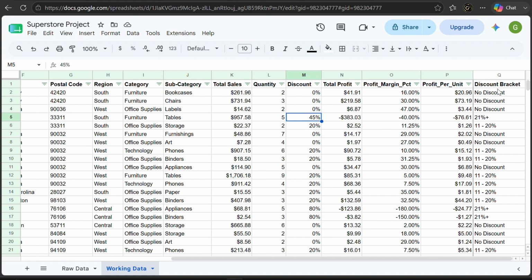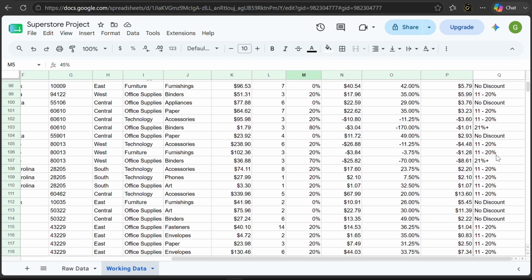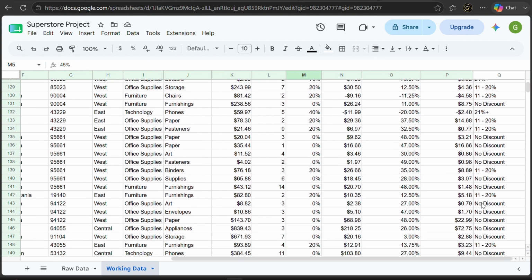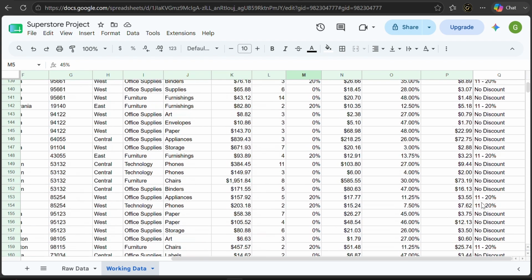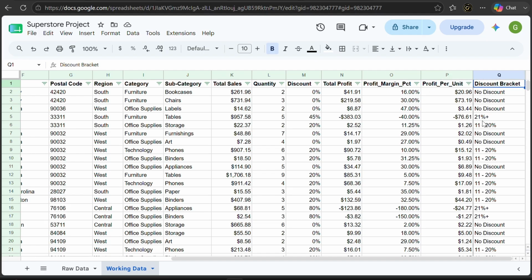So we can even try to filter this to make sure that we have all our values as we stated them. So yeah, we can see cases where we have 11 to 20%. Discount was 20%. The same thing happens in this particular case, 20% here, and what have you. So yeah, it's working fine. That particular formula is working fine. So we successfully added 1, 2, 3.